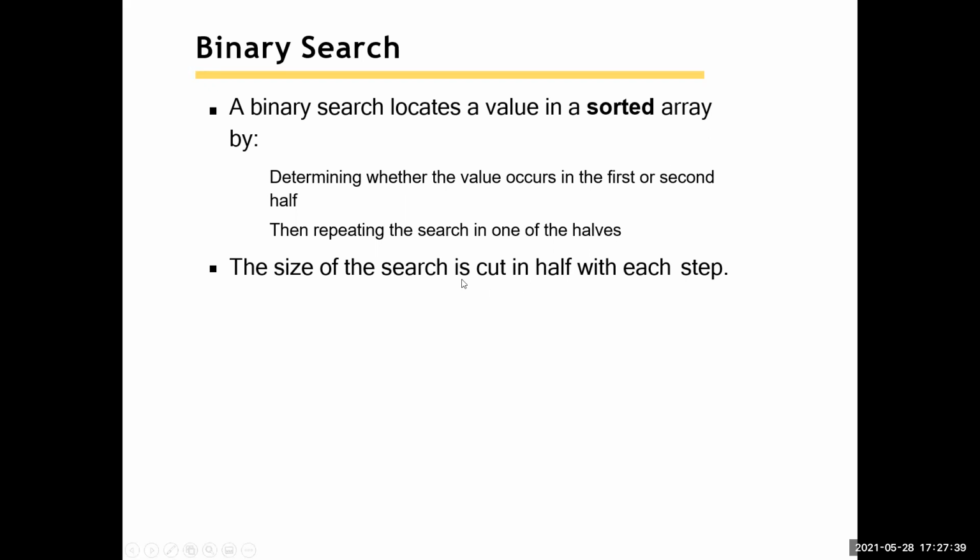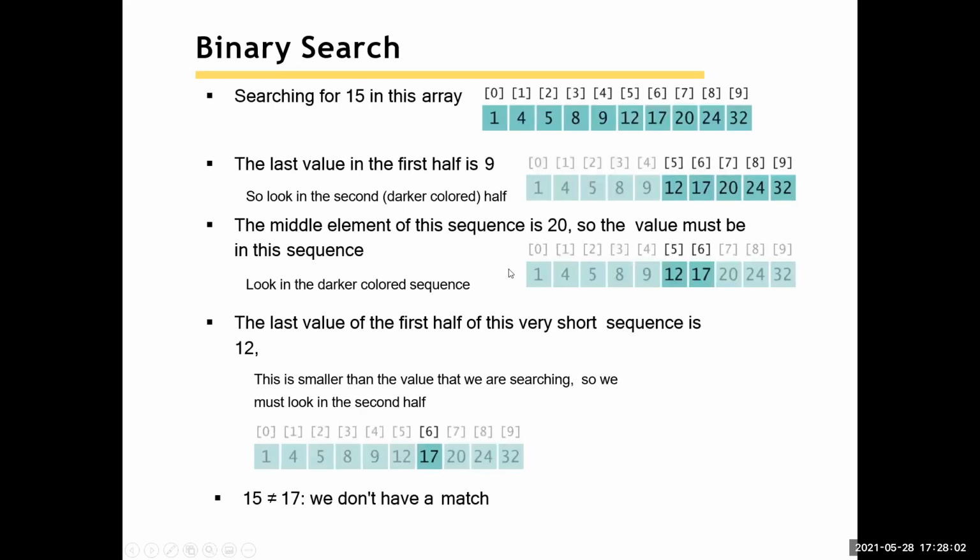So how do we do it? We're going to be cutting it in half. We look at the middle point. If that's what we're looking for, we're done. If we don't find it right there, we go to the left or right based on the value. If it's greater than what I have, I'll go to the right. If it's less than what I have, I'll go to the left. So that's the way we do our binary search.